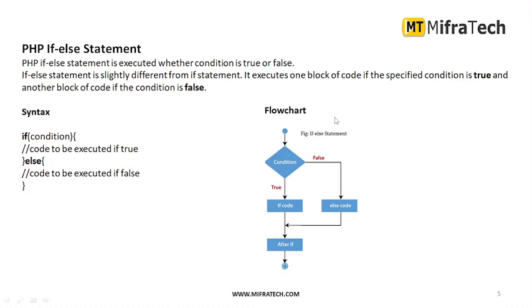Here you can see a flow chart, and we are given num less than or equal to 100. If it is true, it will execute the if code and give the output. If it is false, there is another code written, like greater than or equal to 100, and that code will be executed. Now see the syntax. If num is less than or equal to 100, the code will be executed, else it is false.